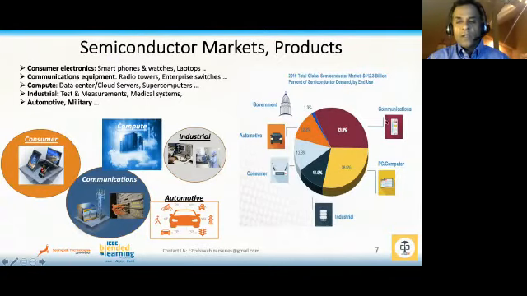How much of electronics are built for the communications space? How much for the computer and server space? Industrial, consumer, automotive, and then the government/military space. As you can see, the communication space and the compute space are the two largest market shares for semiconductor devices.